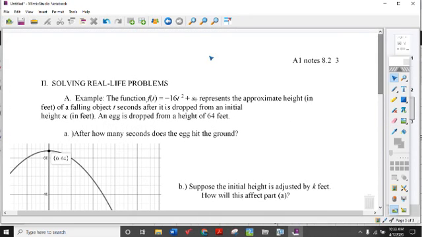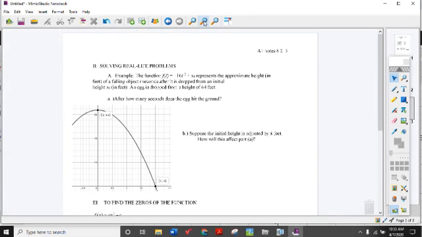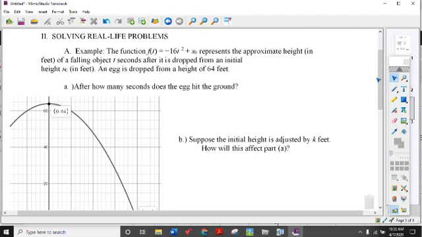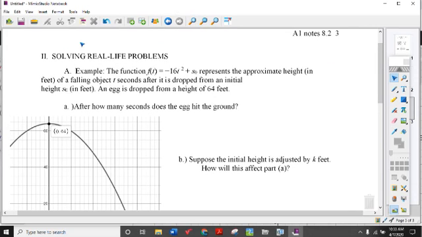So this is the third part of our 8.2 notes. I ended up doing it in 3 parts anyway, even though I said I wouldn't. So this is the story problem and also the section where we have to find the zeros of a function.